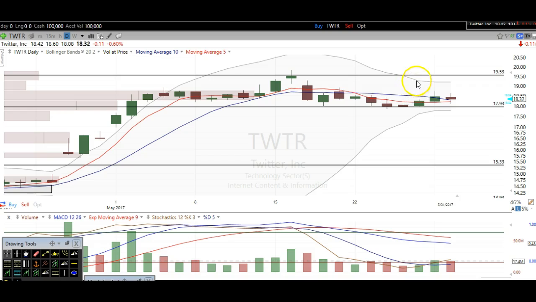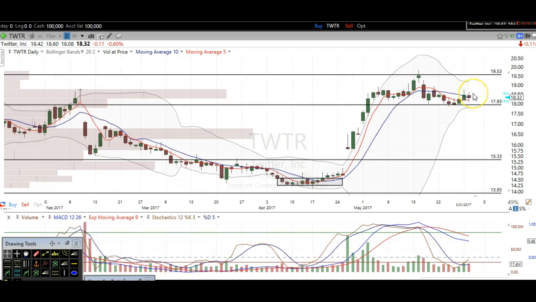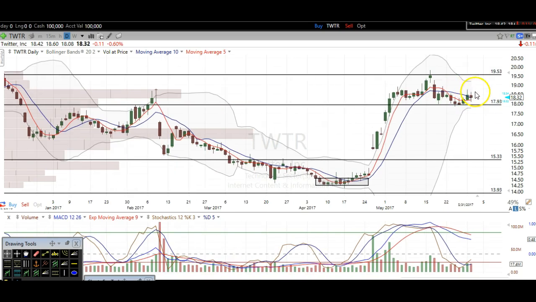You can see that we've got a Bollinger Band squeeze right here. You can see the last time that we got a breakout of this Bollinger Band squeeze, how big it moved to the upside. Alright, so the same thing can happen to the downside or the upside here. So that Bollinger Band squeeze is key.